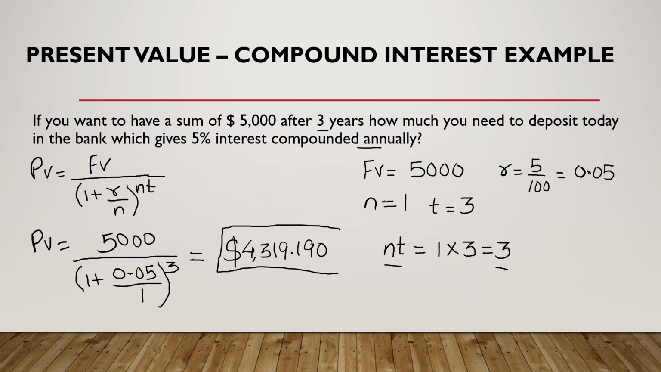So if I want to have a sum of $5,000 after 3 years, and I deposit money in the bank for 3 years, receiving compound interest annually at 5%, I need to deposit $4,319.190 today. This is how we calculate the present value of money.